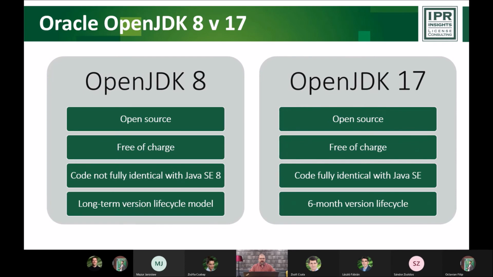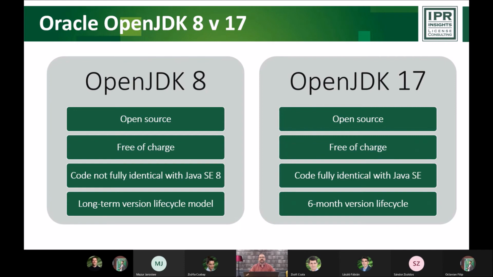If we look at Openjdk 8 and 17, as we are switching to the open source flavor now, the only difference here between 8 and 17 is that the identicalness of the code is not provided with 8, is present with 17, and also the life cycle has been reduced with the later Java version, so it's a 6-month version life cycle. So I don't think that this would be realistic for a business environment. So there's no change with 17 in Openjdk.